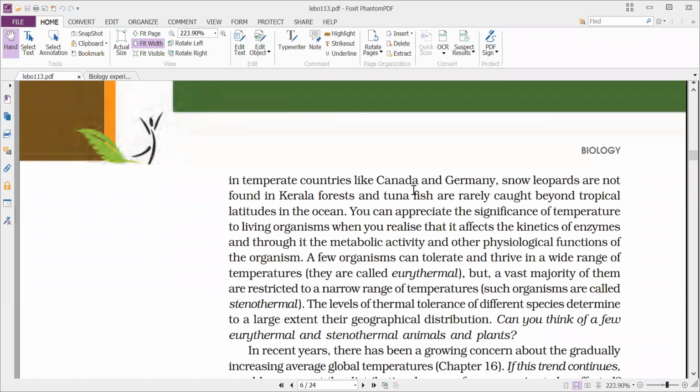And next, when you observe, snow leopards are not found in Kerala forest. So in the tropical regions, we don't find snow leopards. In the temperate regions only we find snow leopards. And then tuna fish are rarely caught beyond tropical latitudes in the ocean. That means in the tropical regions of oceans only, we find the tuna fish. In the temperate regions, we don't find tuna fish.